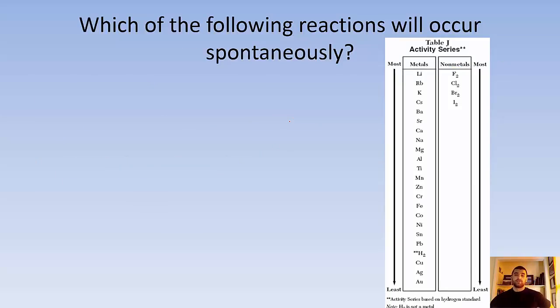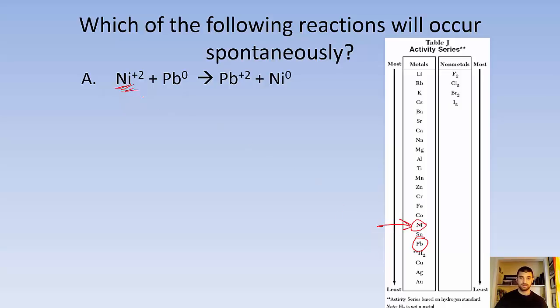All right, which of the following reactions will occur spontaneously? Some more examples. Here, nickel and lead. I find lead right there, and I find nickel. Nickel has to end up being oxidized. It starts off being oxidized, so it's happy how it is. This isn't going to happen because it's already oxidized. No reason to react.